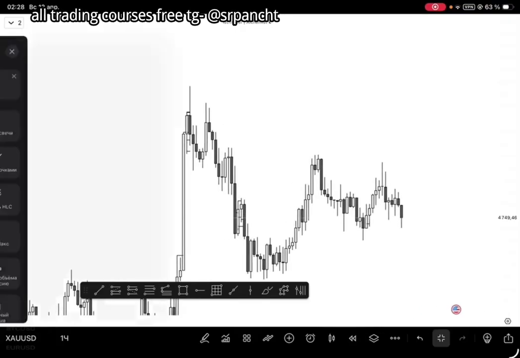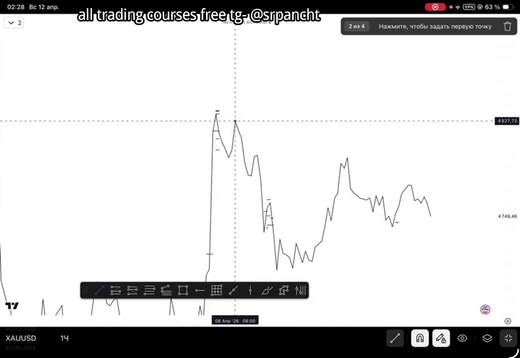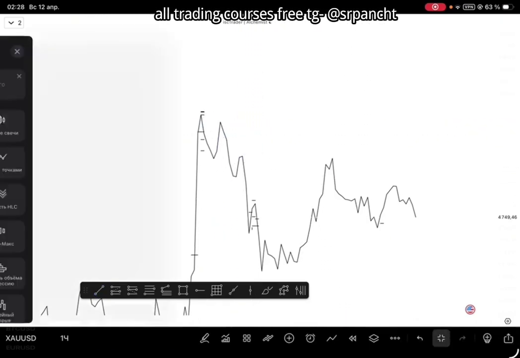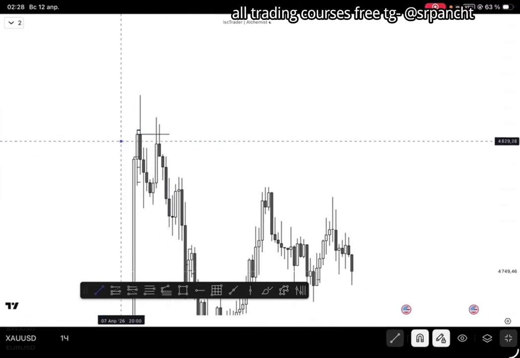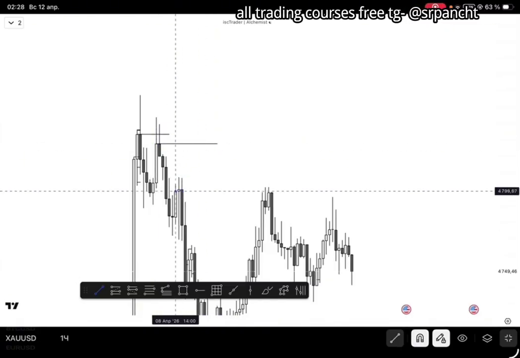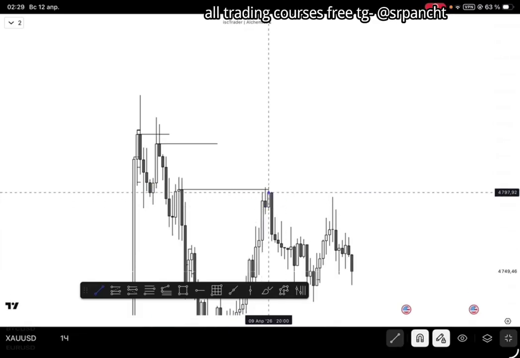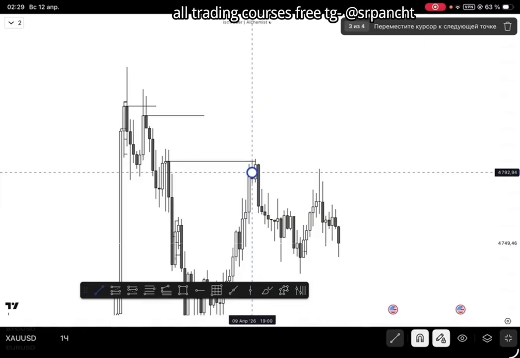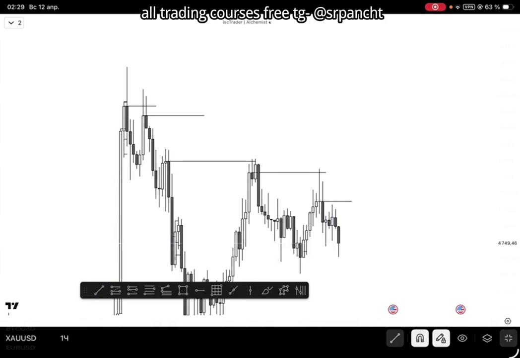Resistance, resistance zones. Resistance, and it's getting a reaction. And we have the next resistance zone. And there is also a third resistance zone. This zone is also working, and the next one is another resistance. Okay, there's one here too, and another resistance, something like that.